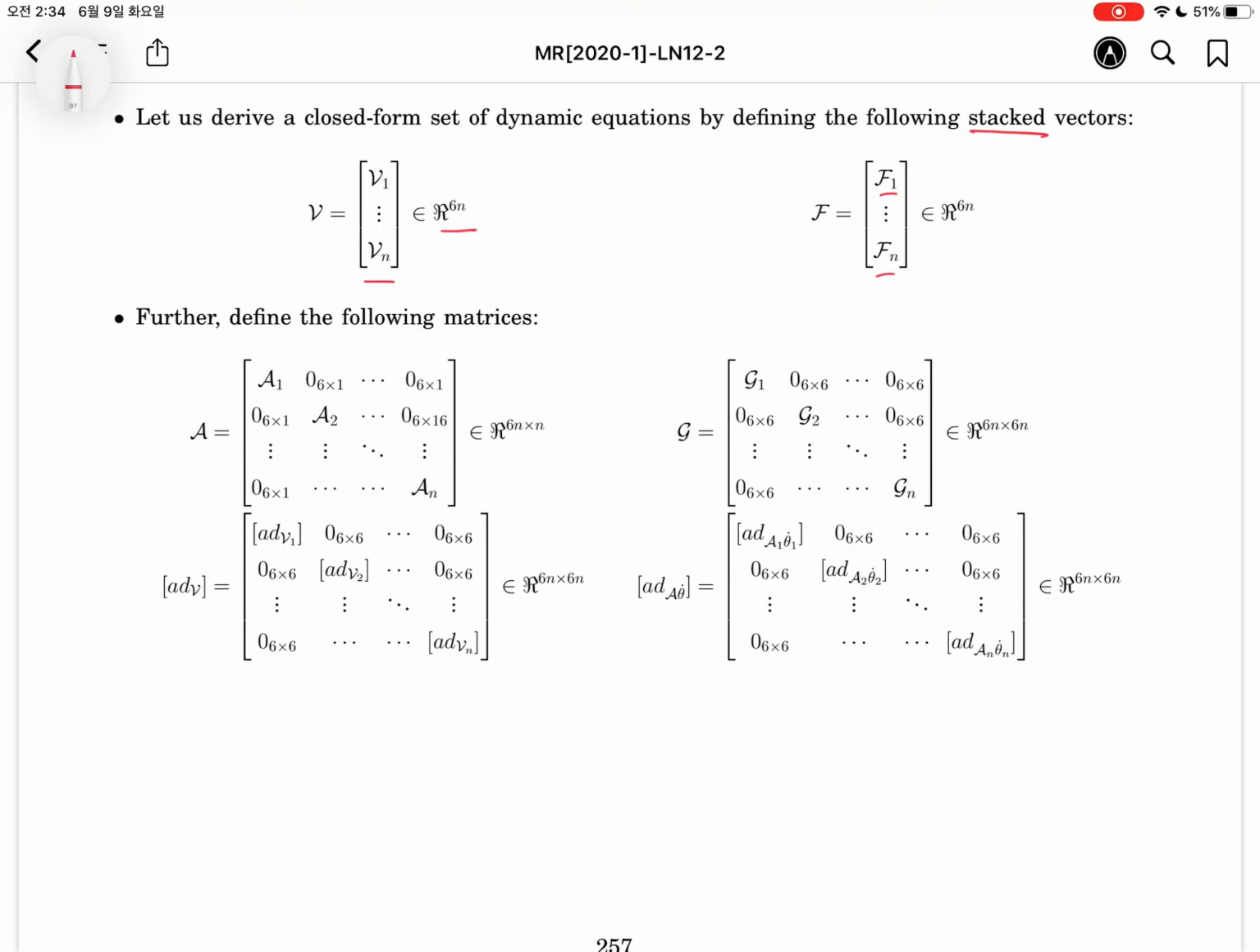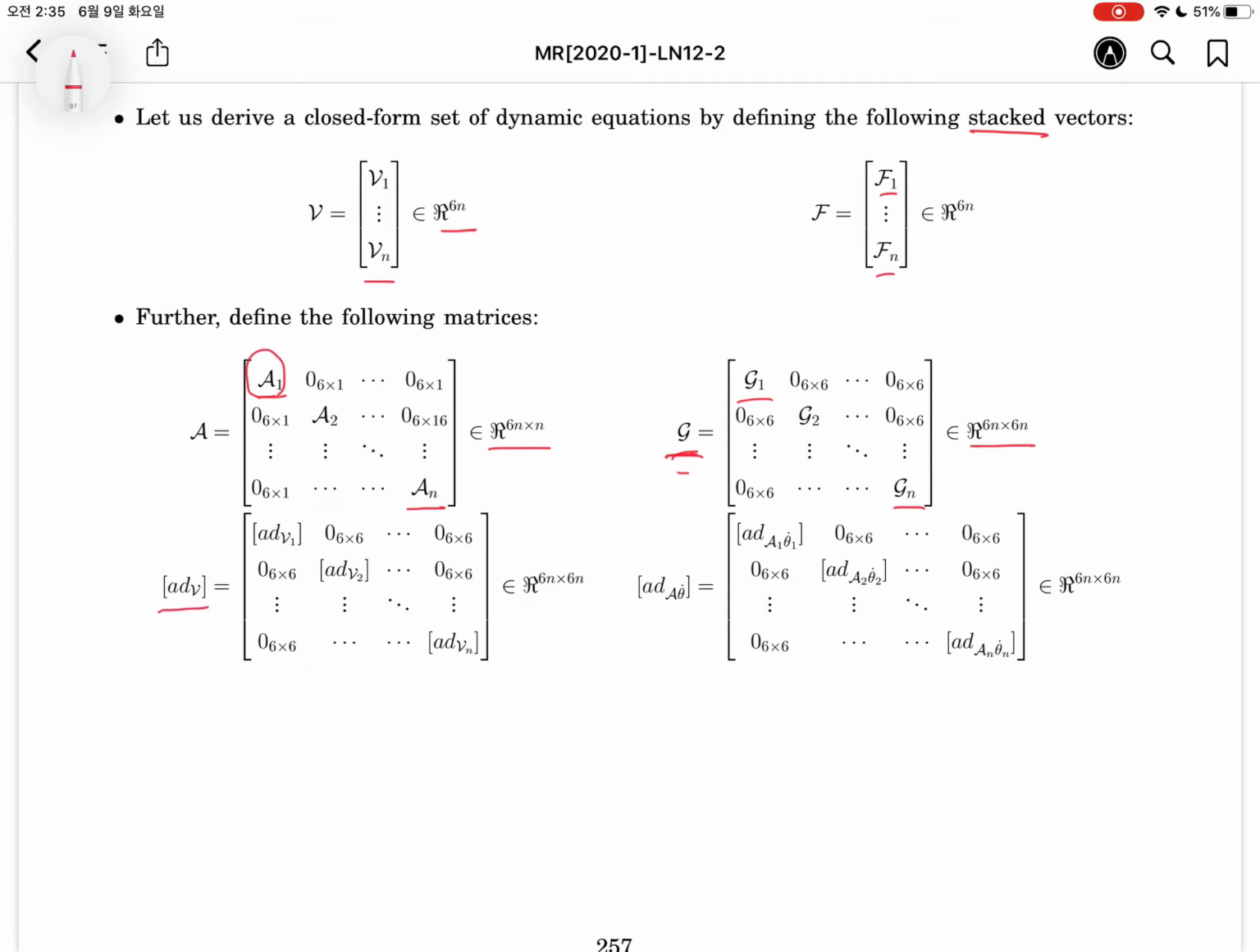And then the screw axes of the joints, A1 through An, can be stacked. It is a vector, so the total matrix will belong to R^(6n times n). Okay? The G1 through Gn can be stacked in a diagonal matrix. Then it will be denoted by G. It belongs to R^(6n times 6n), a very big matrix. In the case of 6 degrees of freedom, this G matrix belongs to 36 times 36.